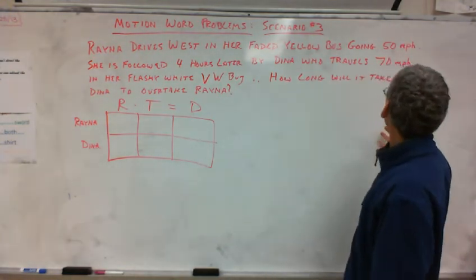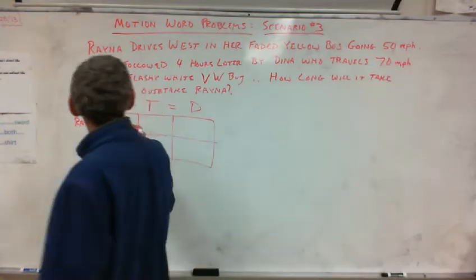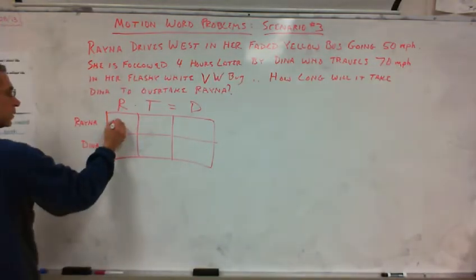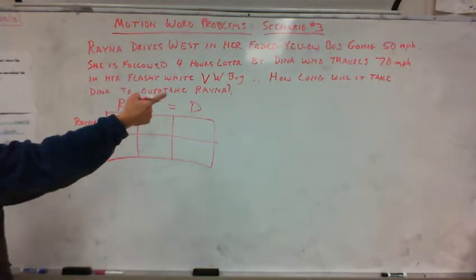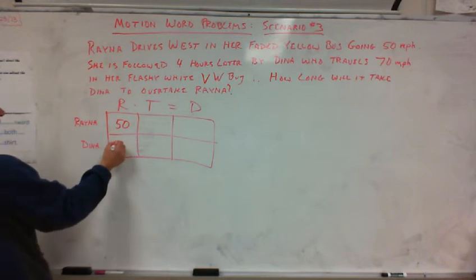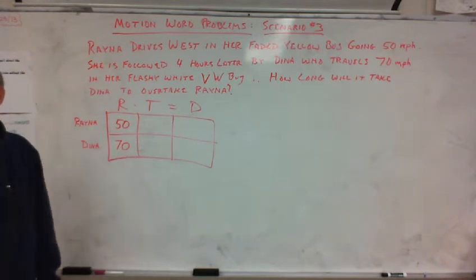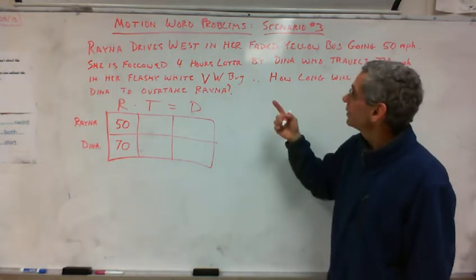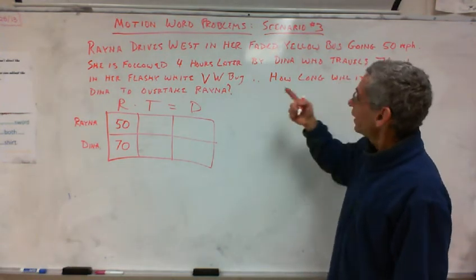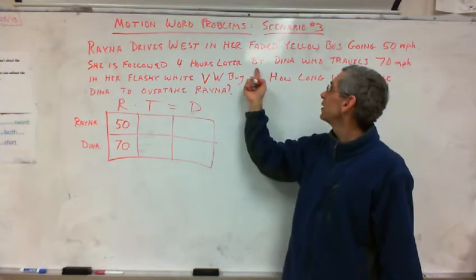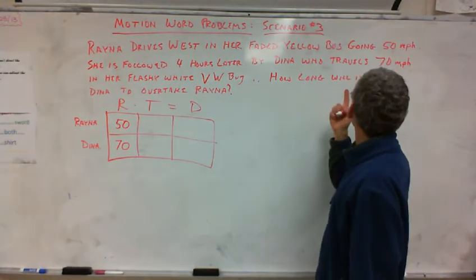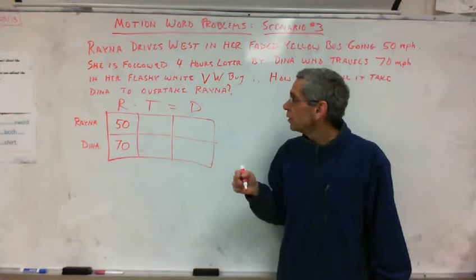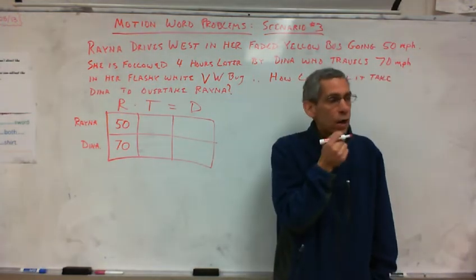So, where are we? 50 miles per hour. Raina is 50 miles per hour. So that's pretty easy, right? This part's really easy. Dina travels 70 miles per hour. That's really easy. The time is the question. Because look, it says Raina is followed 4 hours later by Dina, who travels 70 miles per hour. So you know Dina's time.